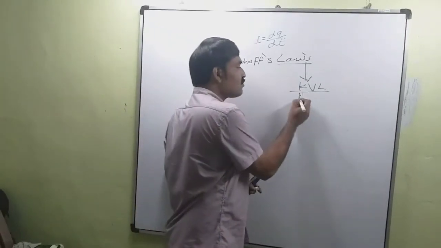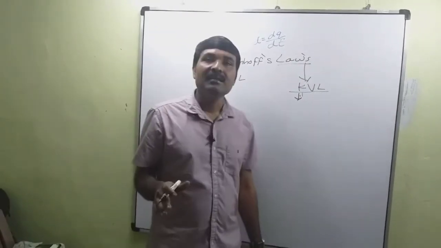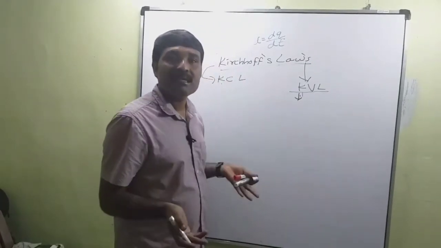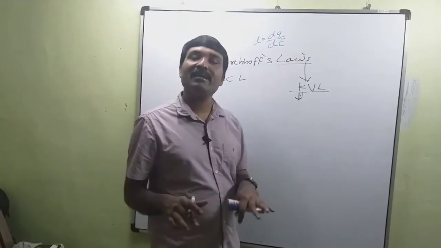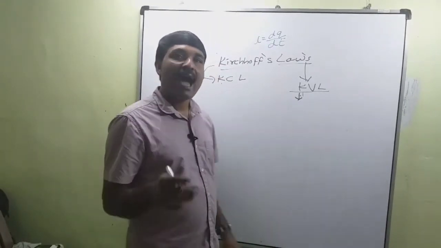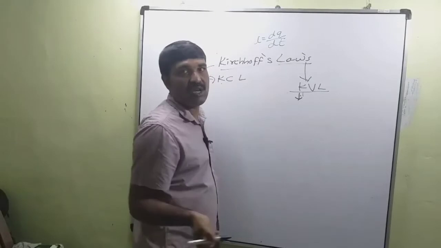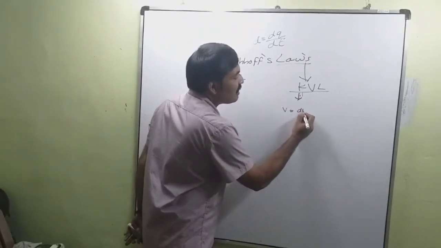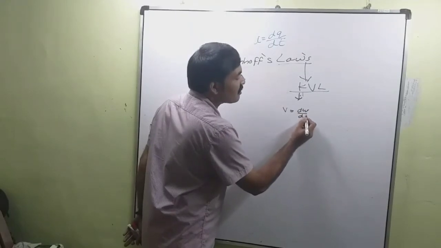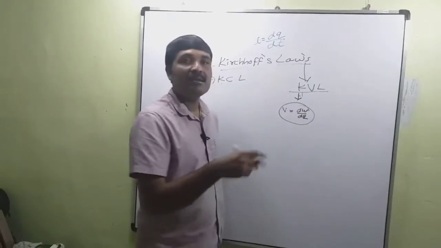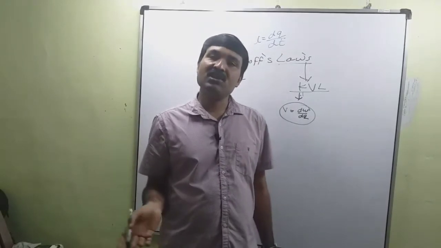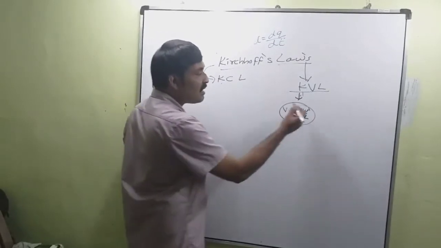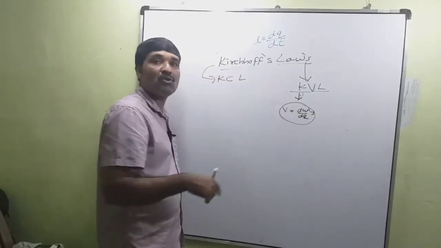That is based on the law of conservation of charges. Then Kirchhoff's voltage law is based on the law of conservation of energy. That means energy is conserved; it can neither be created nor destroyed. And we know the relation between voltage and energy is voltage is equal to dW by dQ. That is the work done to bring a unit positive charge from infinity to some point is the potential. Since W is conserved, V is also conserved.